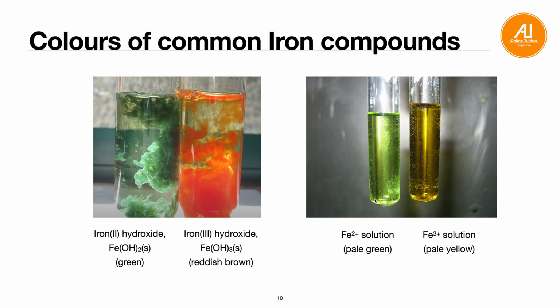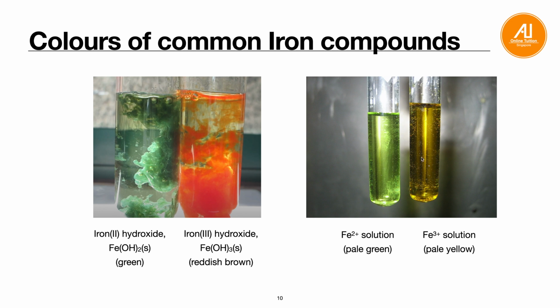But in the solution form, iron 2 is actually pale green, but iron 3 solution is actually pale yellow. So take note, reddish brown is for iron 3 hydroxide, but for iron 3 solution, it's actually pale yellow. So watch out for this one. You must always take note in a question whether it's in a solid state or in a solution state, because the color will differ.